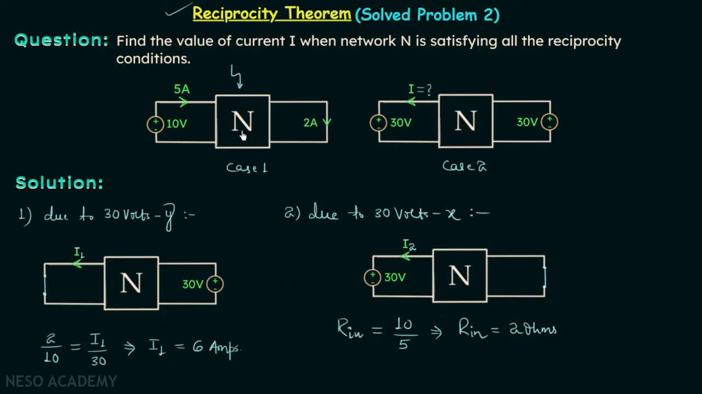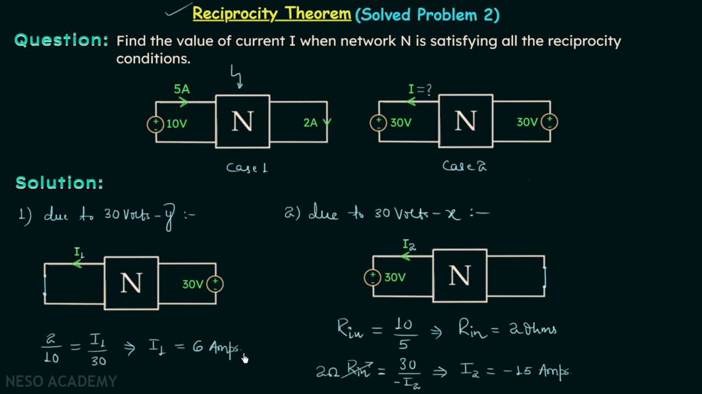And we know that we have the same network in the two cases, and therefore the internal resistance will also remain the same. And from here we are getting the internal resistance equal to 30 volts divided by negative of I2. Why negative of I2? Because I2 is having the opposite direction as compared to this direction using which we calculated the internal resistance. So here we have negative of I2. We know the internal resistance is 2 ohms, and therefore I2 will be equal to minus 15 amperes. So in this way we have calculated current I2.